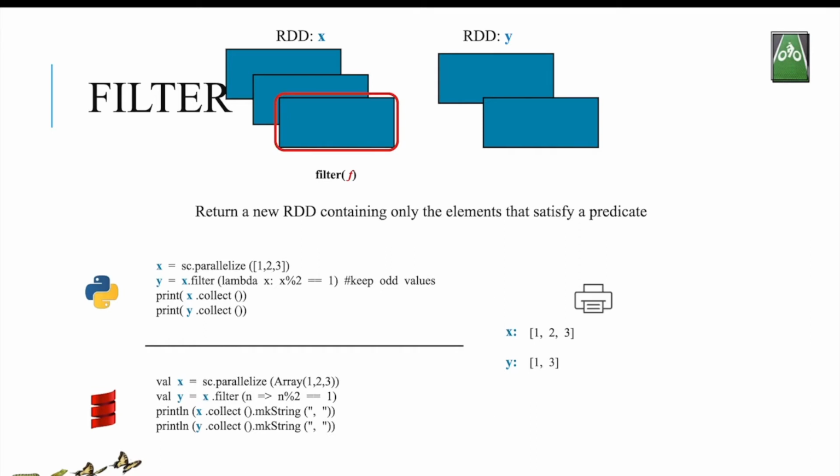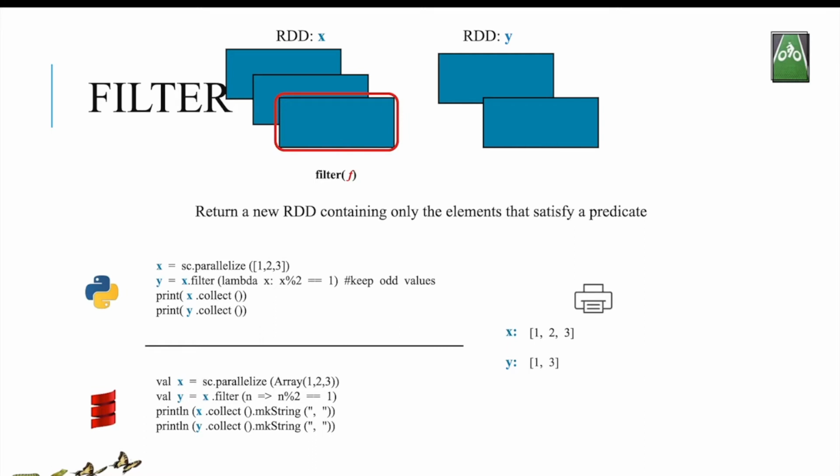Again, we have two separate code blocks here. One is written in Python and one is in Scala. What we are specifically trying to do here is check what odd values we have in our RDD. So first we created an RDD with elements 1, 2 and 3, and then on the RDD we are specifically applying the filter transformation.